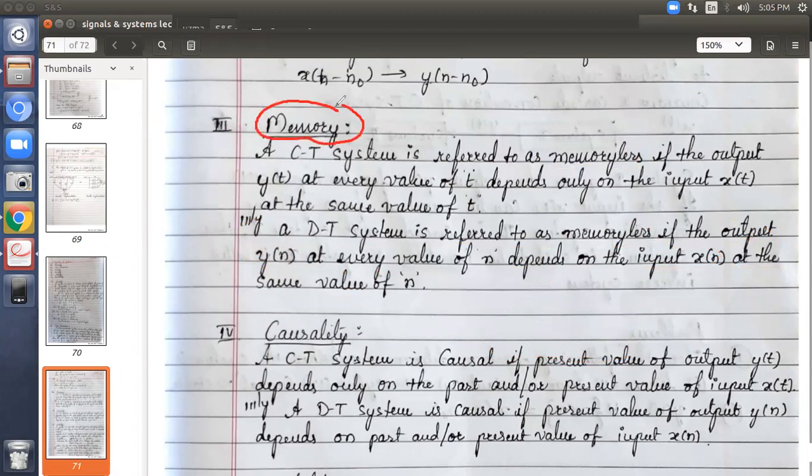And one more thing I forgot to tell you right here, it is also called static and dynamic property. Okay, static means memory less, dynamic means it is having memory. Sometimes instead of memory, the question may be to check whether the given system is static or dynamic. So don't say that we have not studied this property. It is just a synonym we use for memory. Okay, this is one alternative name used for this memory property.